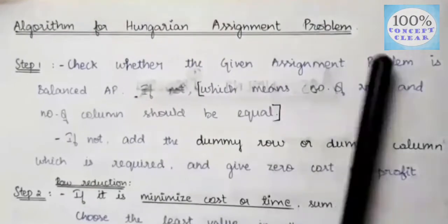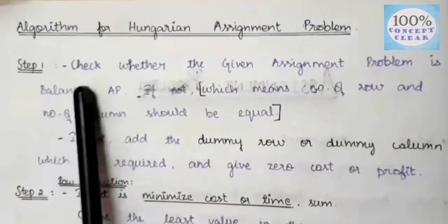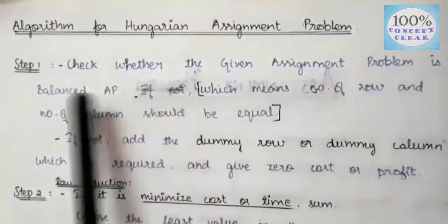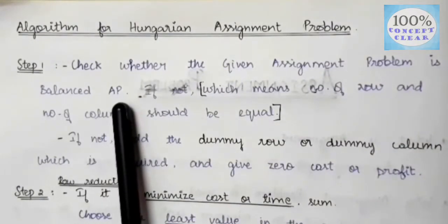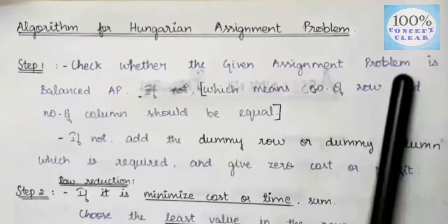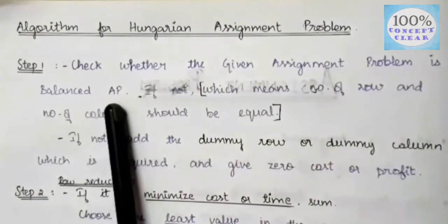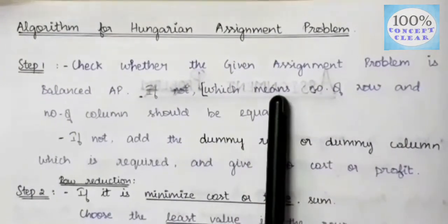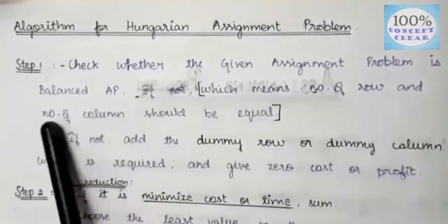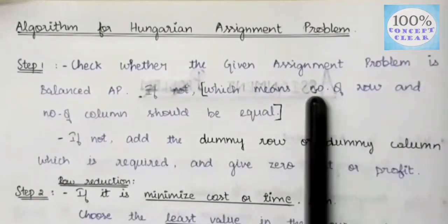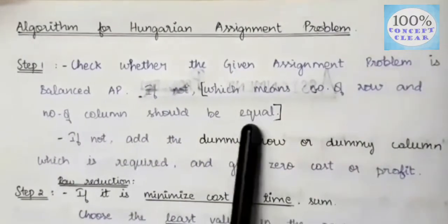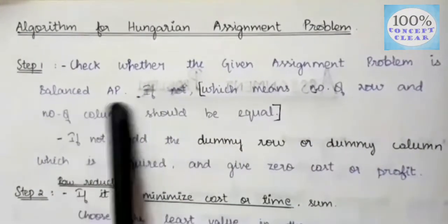Algorithm for Hungarian assignment problem, step 1. Check whether the given assignment problem is a balanced assignment problem. So we are asked to check whether the given problem is balanced, which means the number of rows and number of columns should be equal. That is, if the number of rows and number of columns are equal, it is a balanced assignment problem.